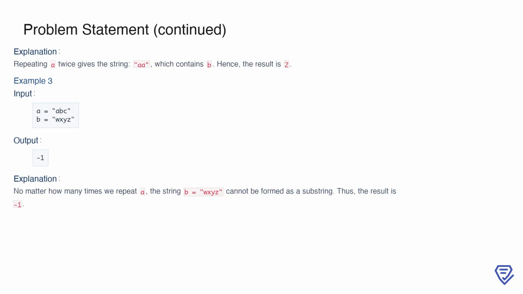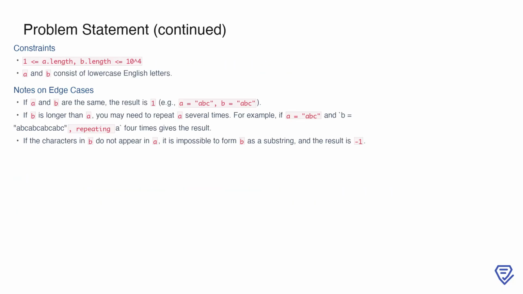These examples help demonstrate both possible outcomes, when we can find the minimum repetitions and when it's not feasible at all. Let's wrap up by looking at the constraints and some additional edge cases. The lengths of both A and B can be up to 10,000, so we need an efficient solution. Both strings consist of lowercase English letters.